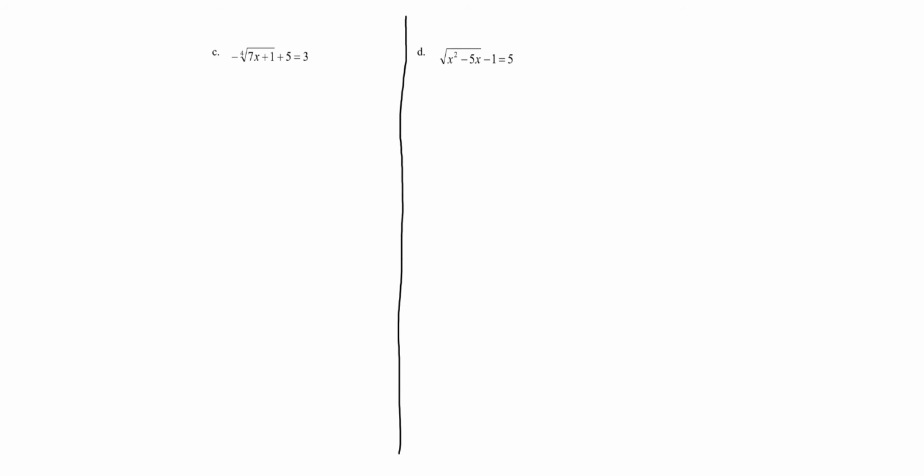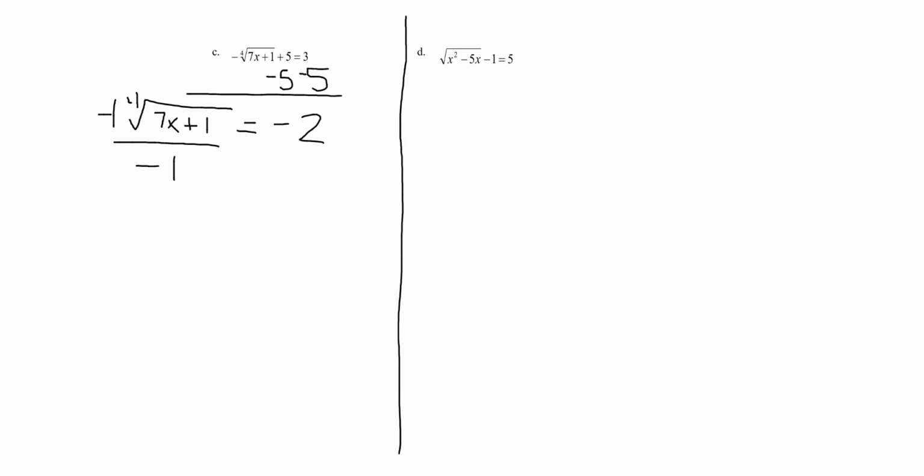All right, here we're going to solve an equation with a 4th root. So what we need to do is first, again, isolate that radical. We're going to subtract 5 from both sides. And that'll leave us with the opposite of the 4th root of 7x plus 1 is equal to a negative 2. It looks like the radical's all by itself, but we do have that negative there. Remember, that's like a negative 1. So let's divide both sides by a negative 1 to get rid of that.